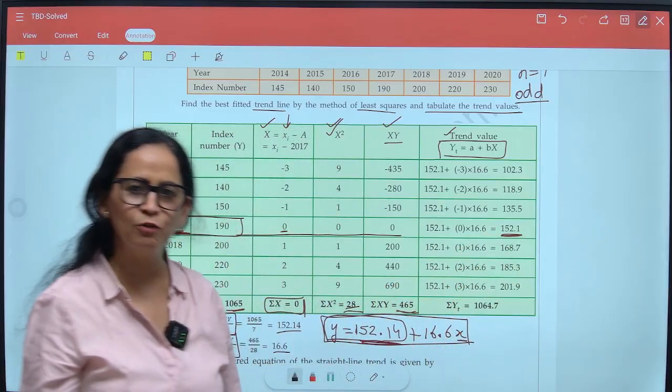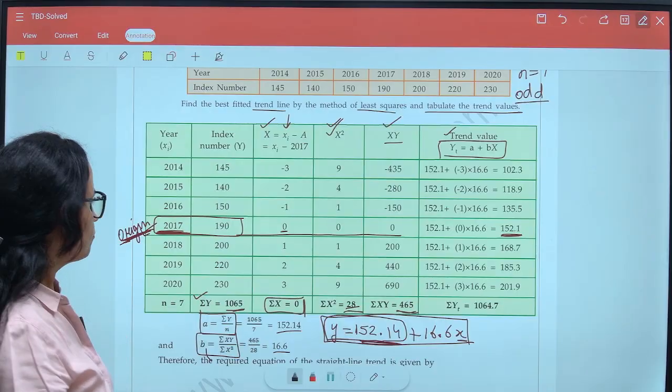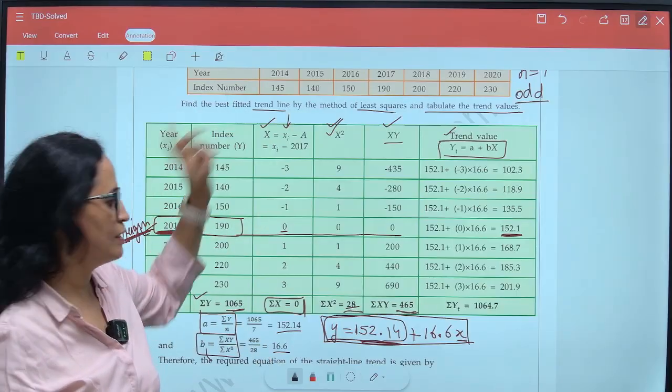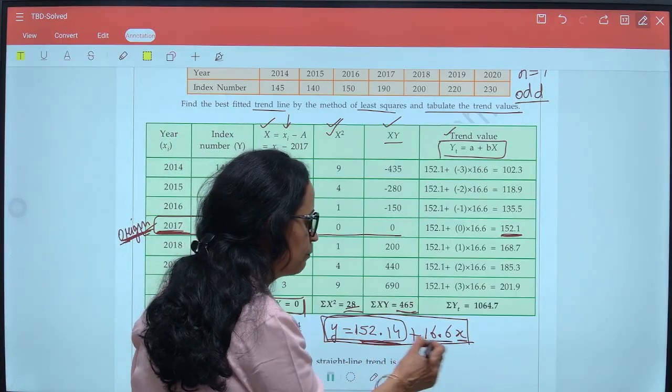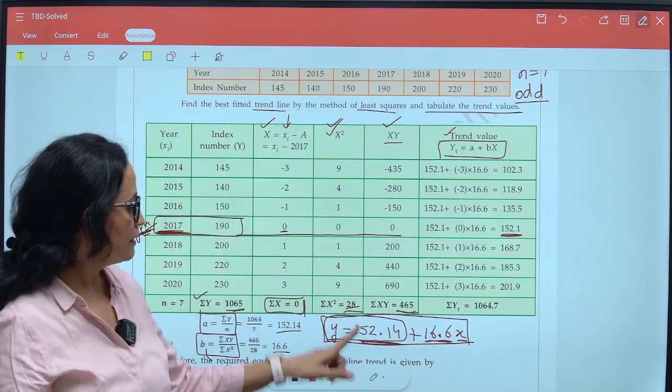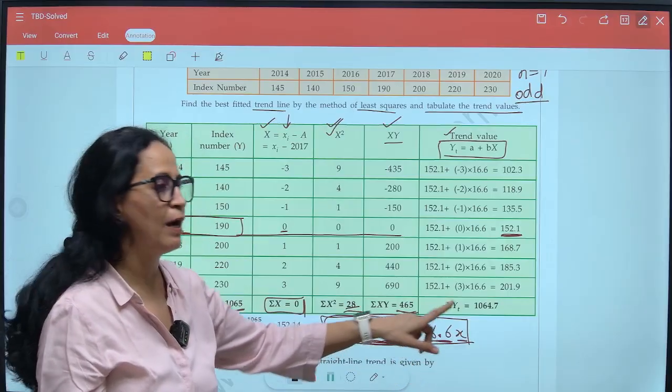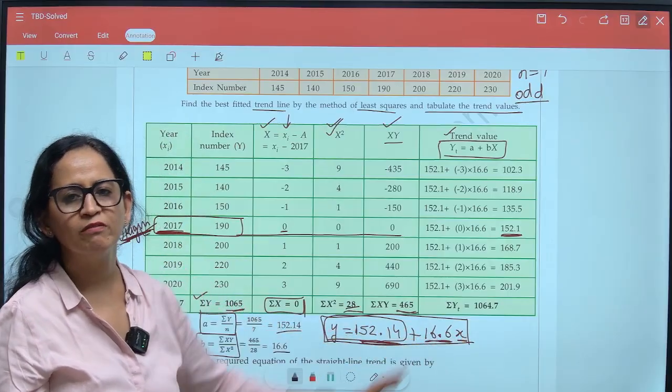We have this value? Yes? So now the value of x is increasing downwards and decreasing upwards. The other factor is 16.6. This is the constant part, 152.1. This is the variable part that is based on the value of x.